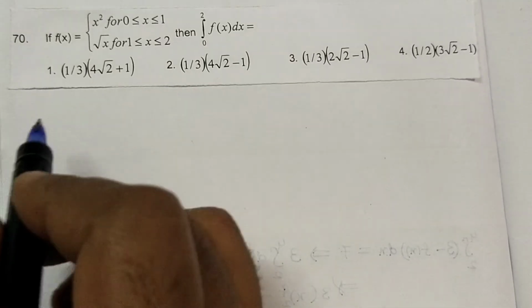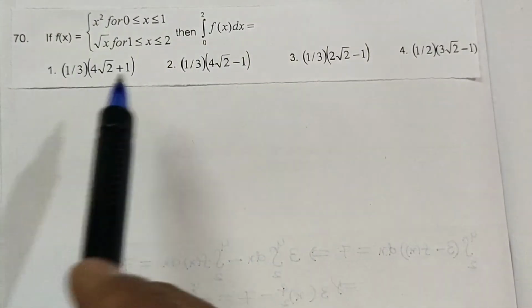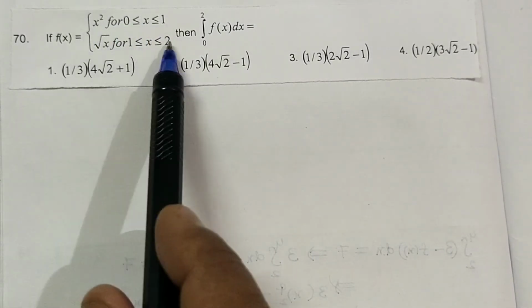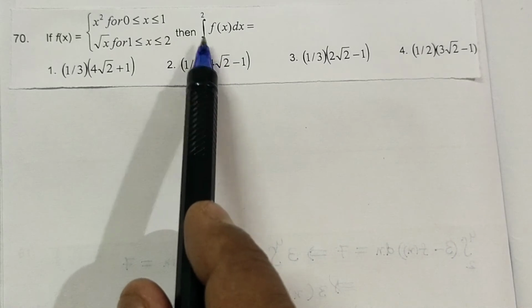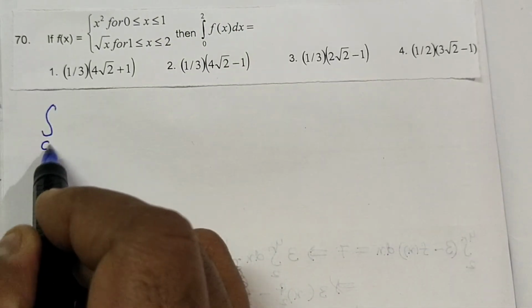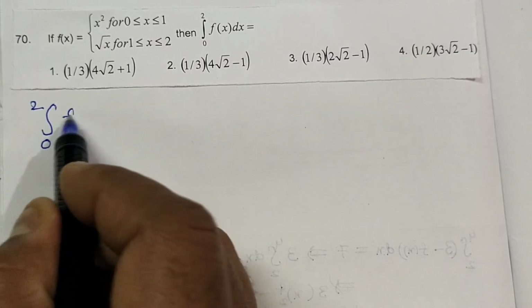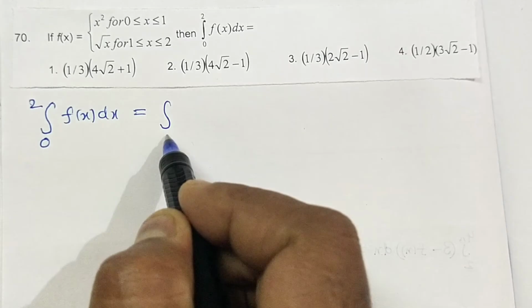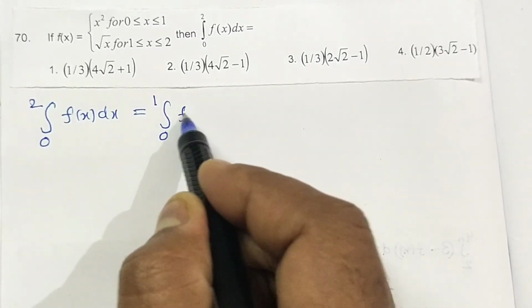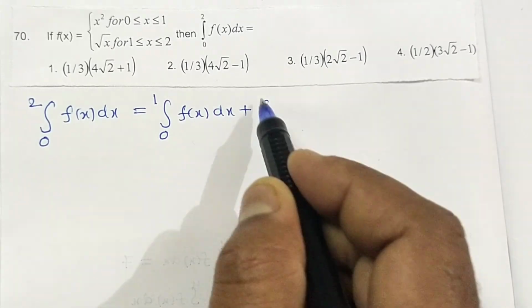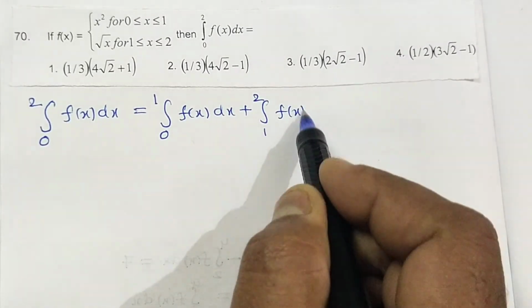The next question. F of x in the interval 0 to 1 is some function, and 1 to 2 is another function. Integral 0 to 2 f of x dx. So integral 0 to 2 f of x into dx can be split into two integrals: integral 0 to 1 f of x dx plus integral 1 to 2 f of x dx.